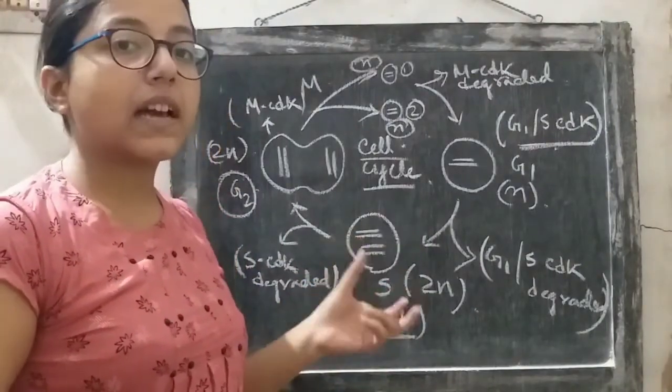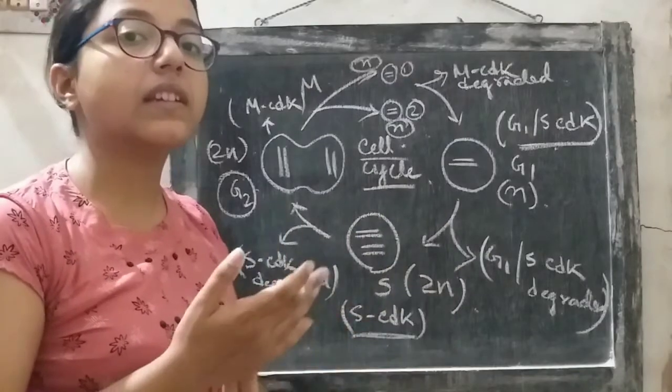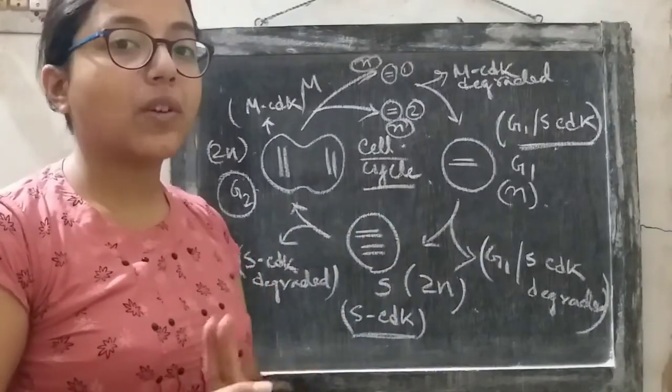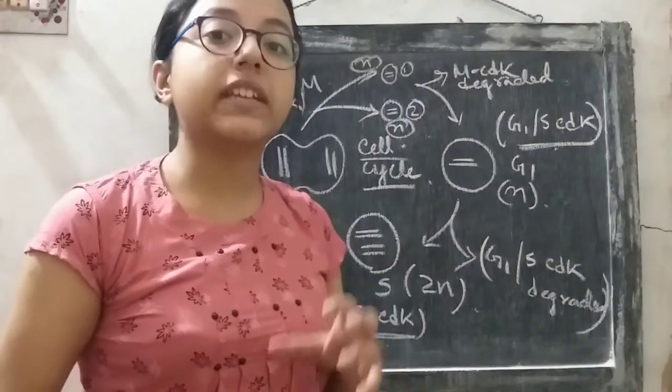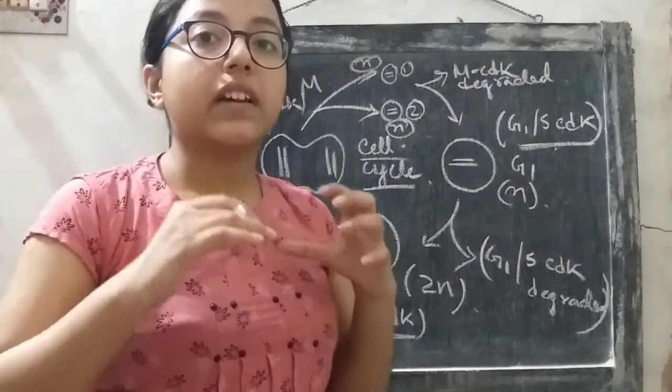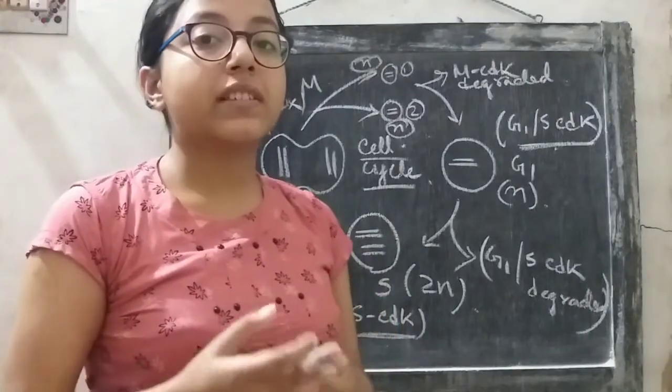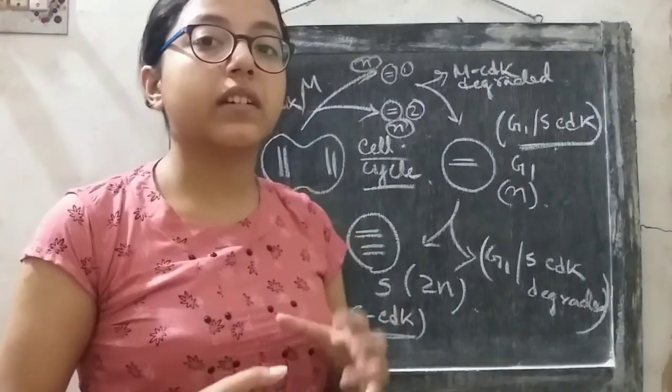And from this diagram we can easily see that in a single cell cycle, one round of DNA replication occurs. And this is a very crucial event, and this event is very tightly regulated. So we will see the regulation mechanism of this process.